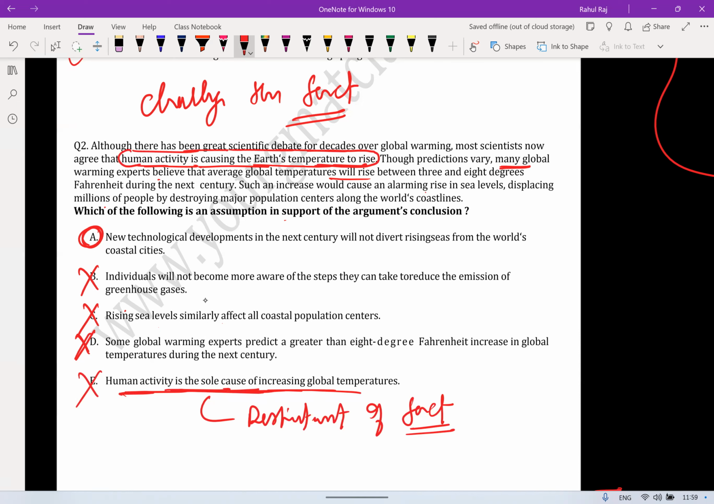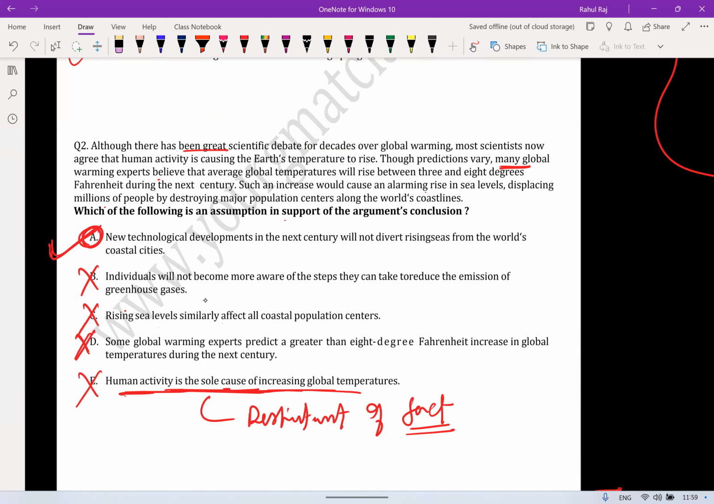Now we come down to option A. A lot of people tell me, Rahul, A is beyond the scope of the argument. But before I get into the discussion, let's understand how this is the answer choice. But who feels that it is out of scope? Well, a lot of people tell me, Rahul, new technological development is not mentioned in the argument. Right? But what is technological here?